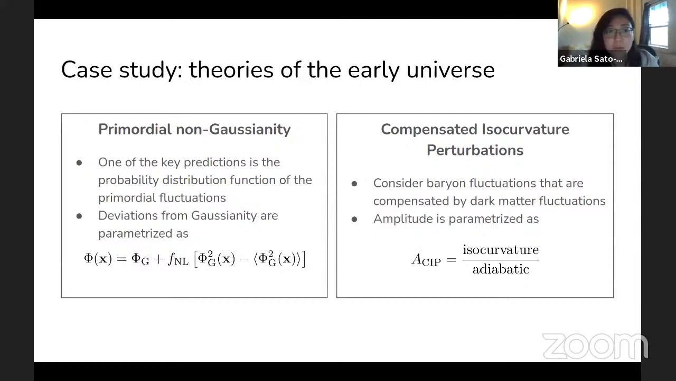So yeah, we parameterize primordial non-Gaussianity through FNL, and for compensated isocurvature perturbations, so isocurvature perturbations are these relative fluctuations between different components, between different species in the universe. And so this is a general prediction in multi-field inflation. And so we consider in particular fluctuations between baryons and dark matter that leave the total matter unchanged.